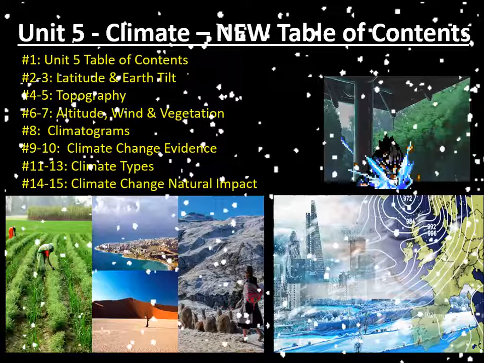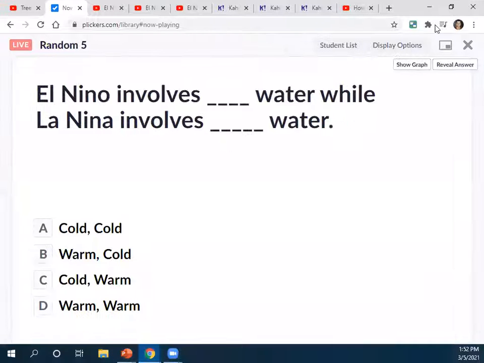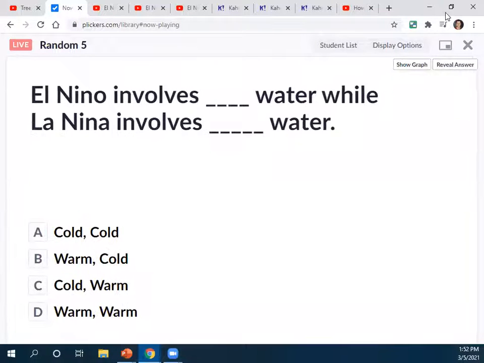Okay. Here's our first question, kind of based on what we mentioned yesterday a little bit. El Nino involves what kind of water, while La Nina involves blank water? Is it A, both cold, B, warm and cold, C, cold, warm, or D, warm, warm? What kind of water do we get with El Nino first and then La Nina? Again, think about that interaction. When the boy talks to the girl, what's the typical answer there? See what you guys think.